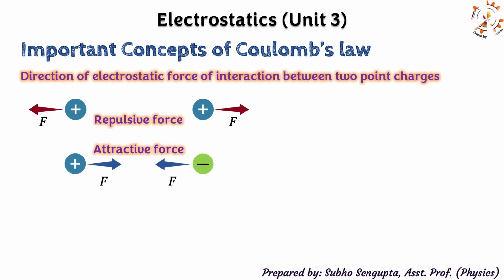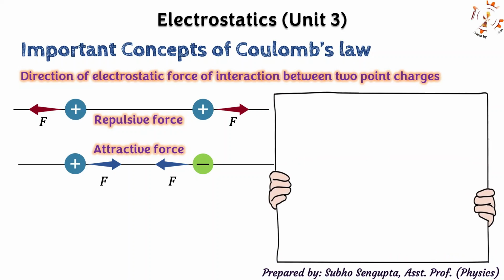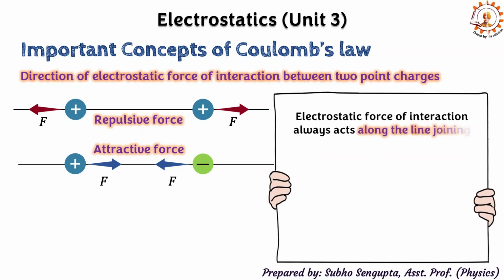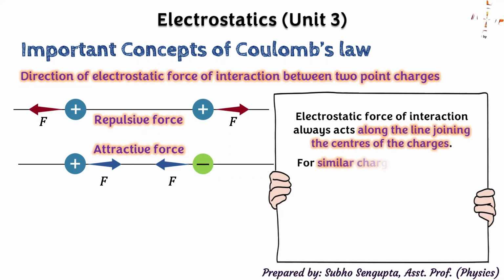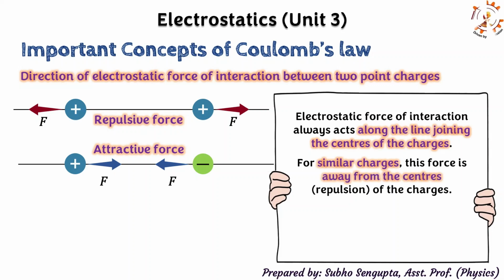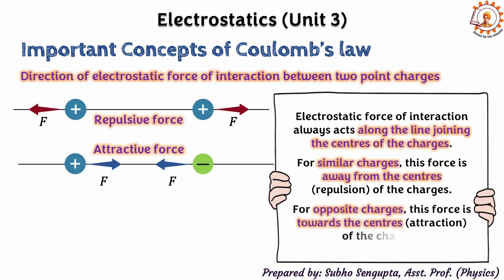To find out this answer, we draw a straight line extending through the centers of the 2 point charges. This can be considered as the axis of the 2 point charge system. Remember, the electrostatic force of interaction always acts along the line which passes through the centers of the charges. If we have charges of same polarities, this force is away from the centers of the charges. But, when we have charges of opposite polarities, this force is towards the centers of the charges. These facts are all evident from the two figures.